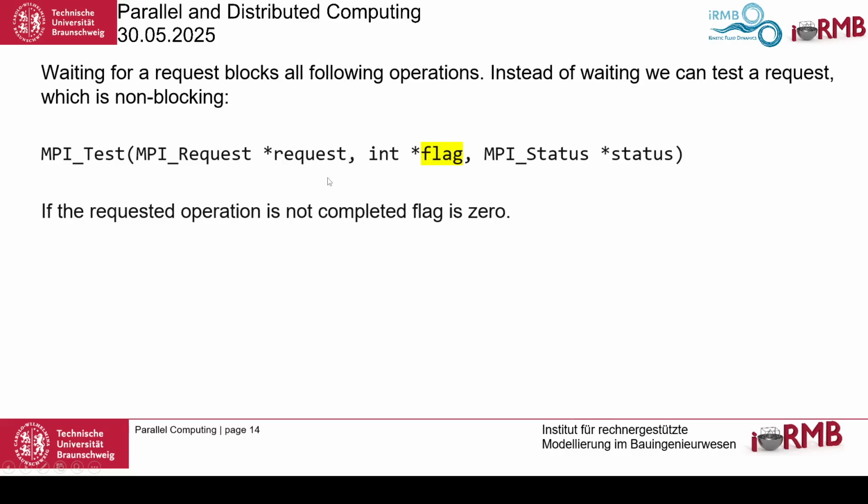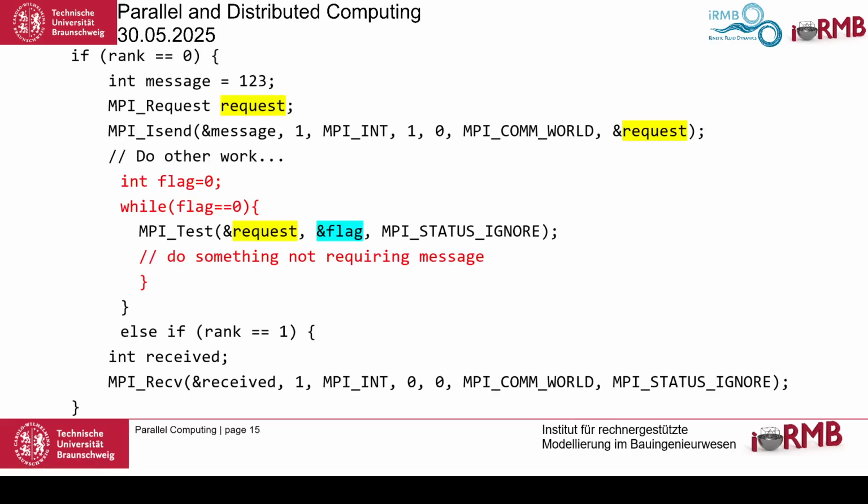So with test, you can ask for a request whether it has been received. If the request operation is not complete, this flag here will go to 0. Otherwise, we'll have a non-zero here, and from this you know whether this has been received. So, for example, you can use this like here. Flag equal to 0 means it has not yet been received.